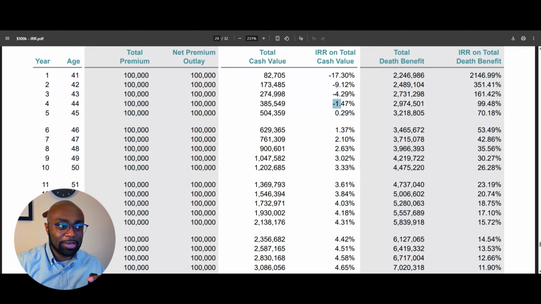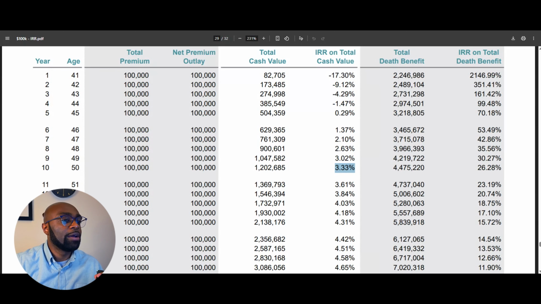So the question then is, why is there a quote unquote negative rate of return in the first 4 years? Well, let's take a look. If I put in $100,000 and I don't have access to the full $100,000 yet because the policy is capitalizing, I can't have a positive rate of return yet, especially on the IRR of the cash value. Same thing for the following year. I put in 200,000 in total, I got 173. 300,000 in total, I got 274. Now we're getting closer, 400,000 in total, I got 385. Finally, fifth year, 500,000 put in, I got 504.